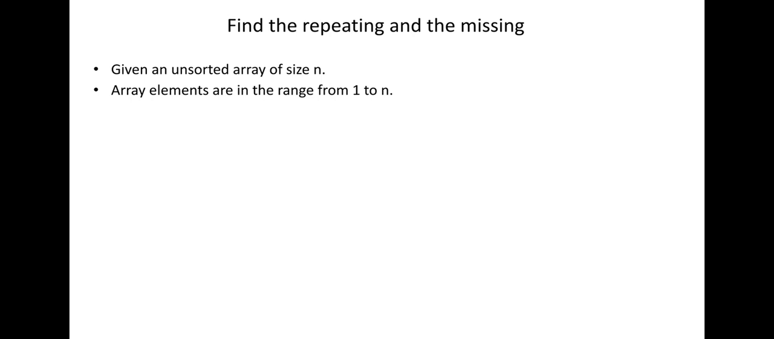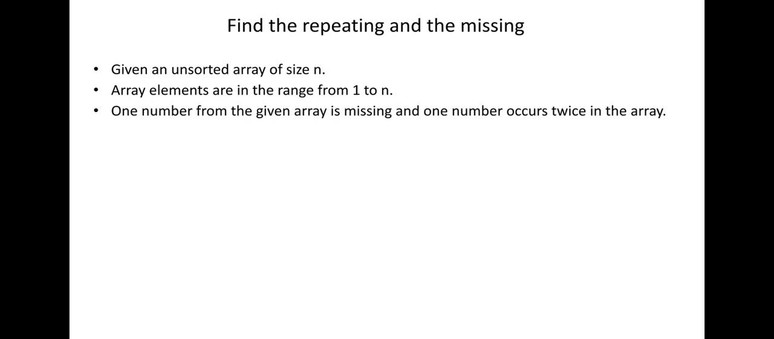Welcome. Today we are going to discuss how to find the repeating and the missing element. We would be given an unsorted array of size n and the array elements would be in the range from 1 to n. One of the numbers from the given array is missing and one number occurs twice in the array. We have to find these two numbers.